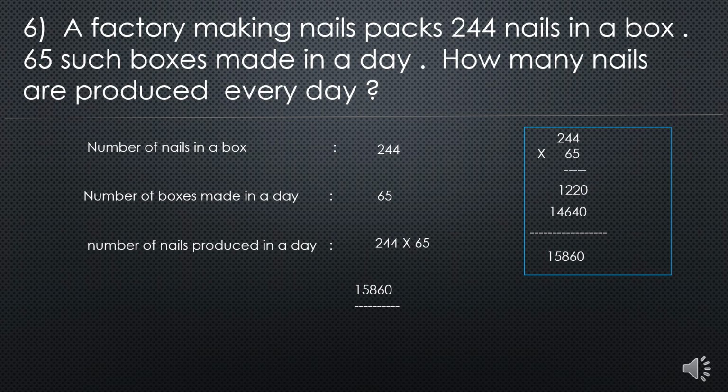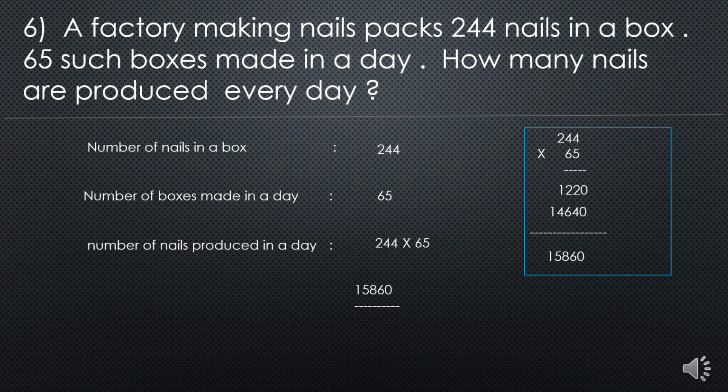Okay, a 3-digit number we are multiplying by a 2-digit number here. For that, what do we want to do? We want to multiply by the unit place digit 5. We want to multiply 244 by 5 first. Next we want to multiply 244 by 60. Then in the third step we want to add the two products.